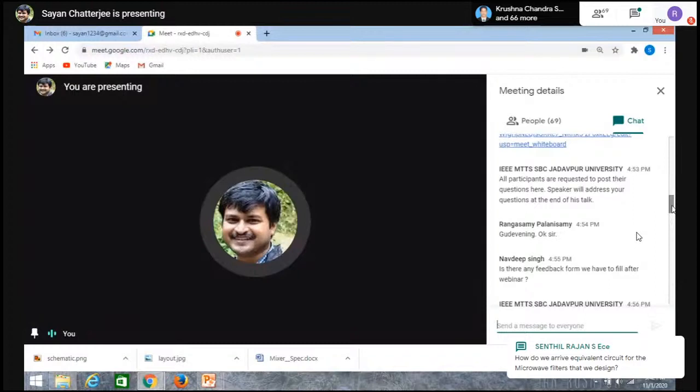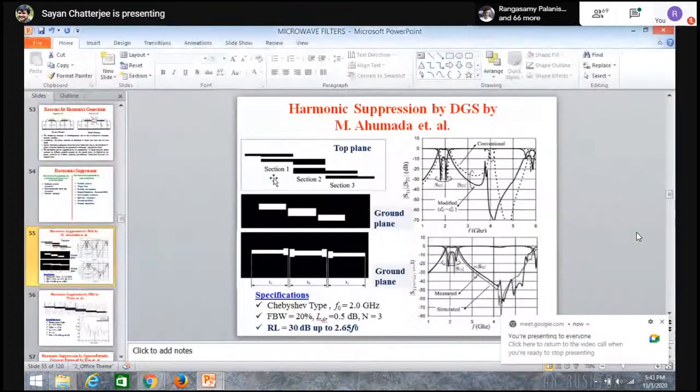Yes. This is basically the DGS structure, you can see. It does not provide you a size reduction. It provides you harmonic suppression. That is why I mentioned here that these slides are concentrating on the introduction of certain perturbations over harmonics, but they are not concentrating anything on compactness.